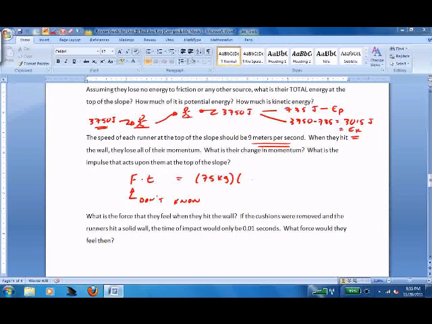And they have 9 meters per second. Multiply them. They have 675 kilogram meters per second of momentum. So what's the force they feel when they hit the wall?